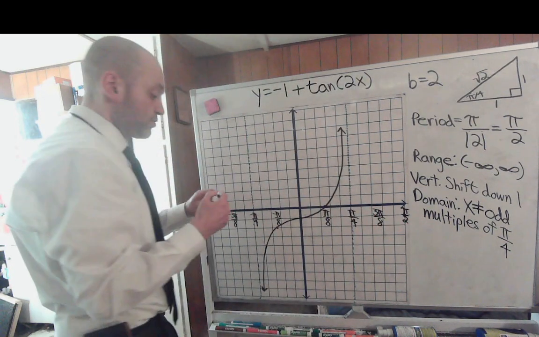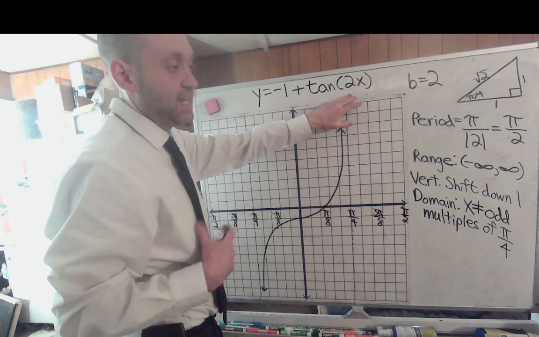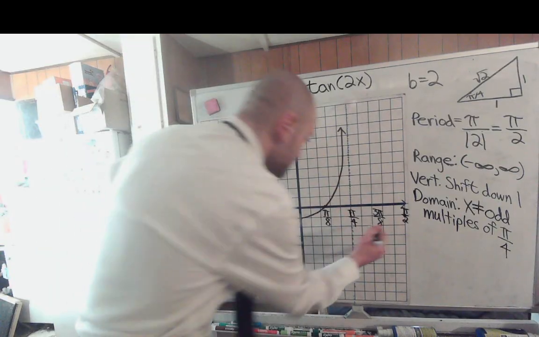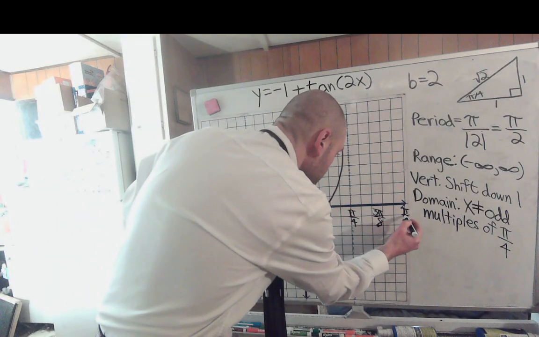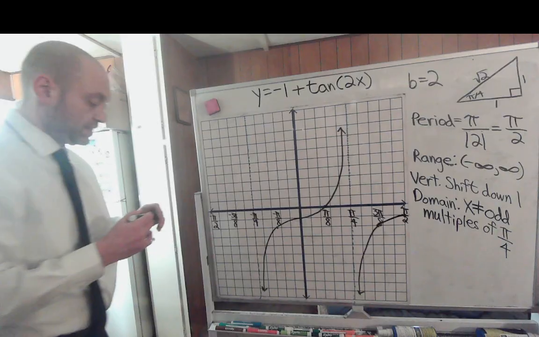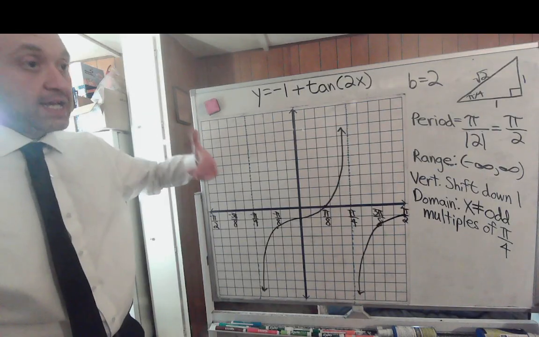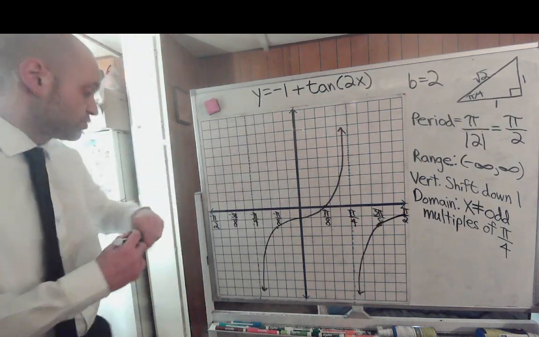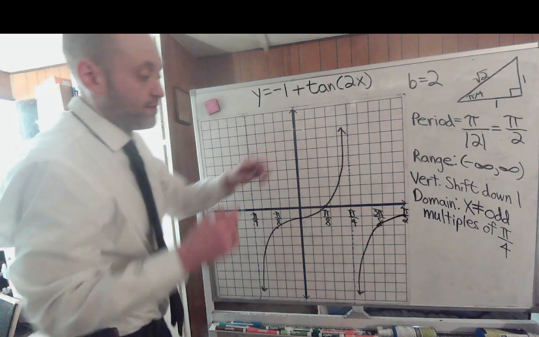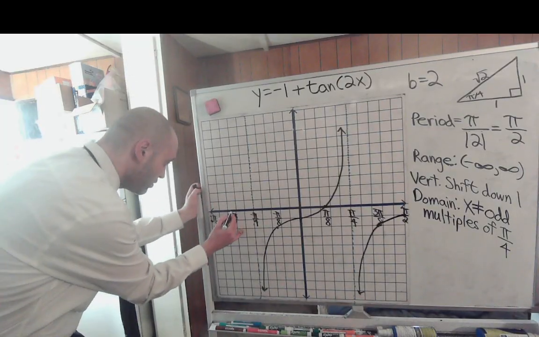Now let's say I put in 3 pi over 8, that would give me the tangent of 3 pi over 4, which is negative 1, minus 1, that's negative 2. So here's what I'm looking at for my graph. And then let's put in negative pi over 2 for x. I would get the tangent of negative pi, which is 0, minus 1, that's also negative 1. I put in negative 3 pi over 8, I get the tangent of negative 3 pi over 4, which is 1, minus 1 is 0.